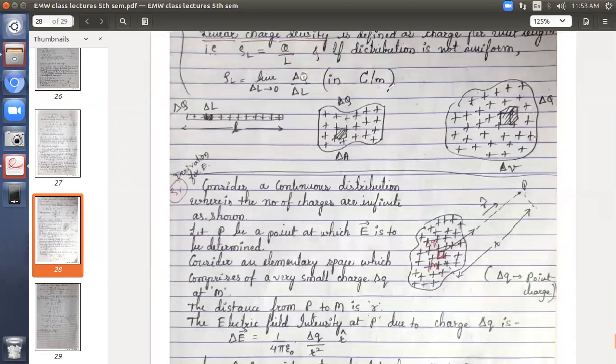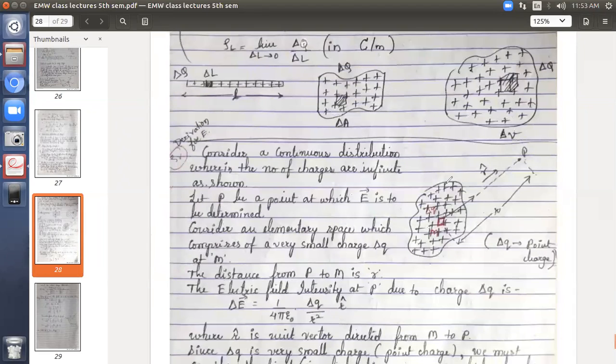Let's move to the actual derivation. In order to derive, we should have the idea of continuous charge distribution and volume charge distribution, which we have just studied. Suppose we have some space considered. In that, say an infinite number of charges are spread over, and they are continuous in nature, meaning very tightly bound. The spacing between the charges is tending to zero. This is the distribution.